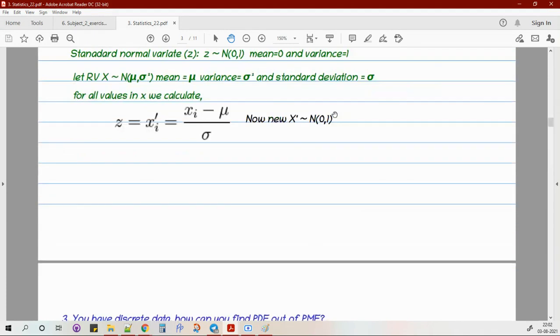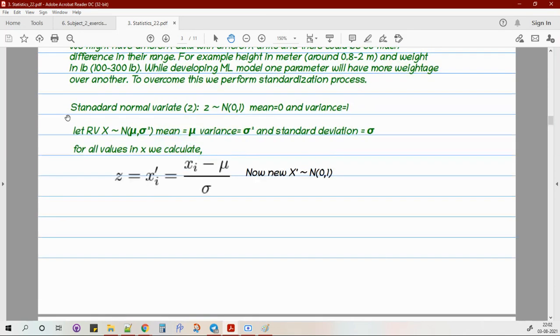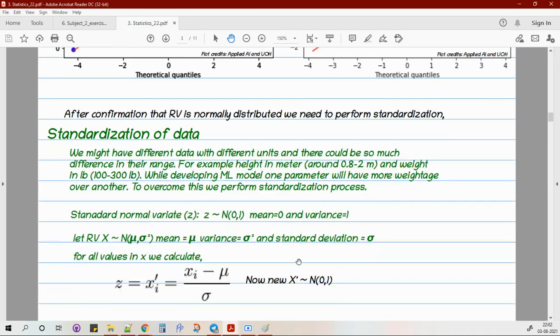Now, this has the following property: this can be used with normally distributed data. For other kinds of distribution we can't use the standard normal variate. Yes, I forgot to mention, this can mostly be used on normally distributed data. That's why we have one more thing called scaling, that is normalization, a trick that scales all the data to 0 to 1.